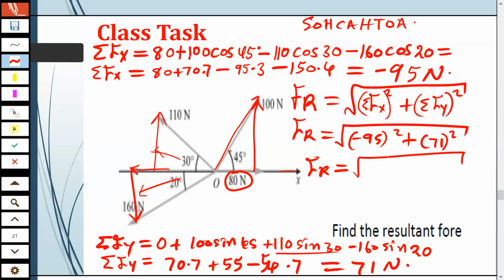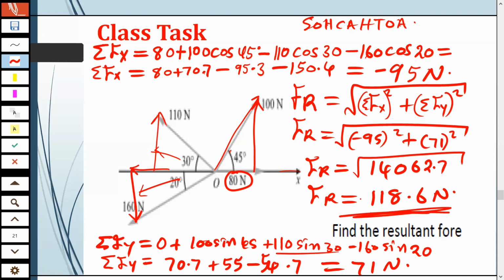So 95 squared, when you square that, we're getting 1406.27. Then when you find the square root of that to get the resultant, you get 118.6. So we have 118.6 newtons as the solution. So it's as simple as that. Quickly move on to the next question.